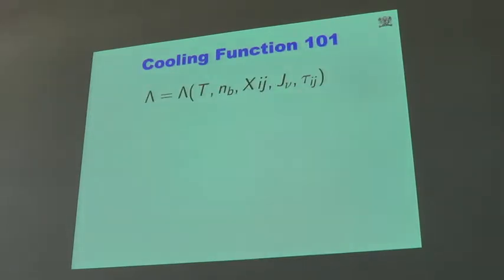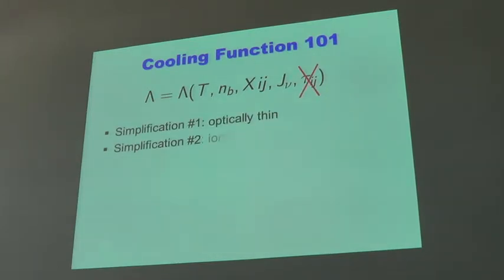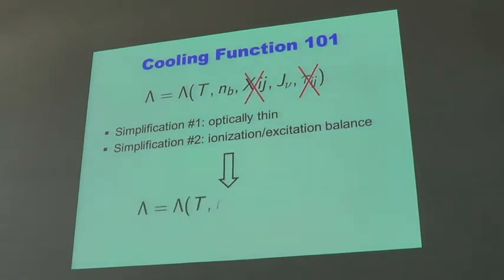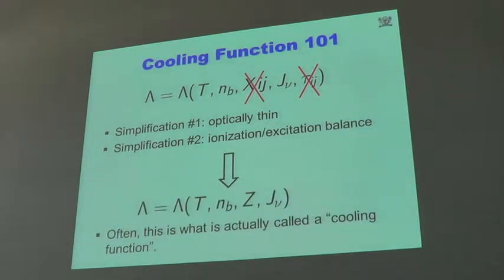So then what we usually do, we assume equilibrium, and we assume optically thin, so we throw away opacities, and we assume excitation balance, equilibrium. So in this case, the cooling function becomes a function of temperature, density, metallicity, and radiation field. That's what we often call the cooling function.